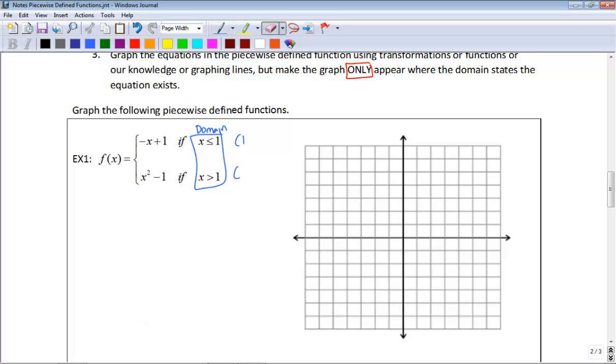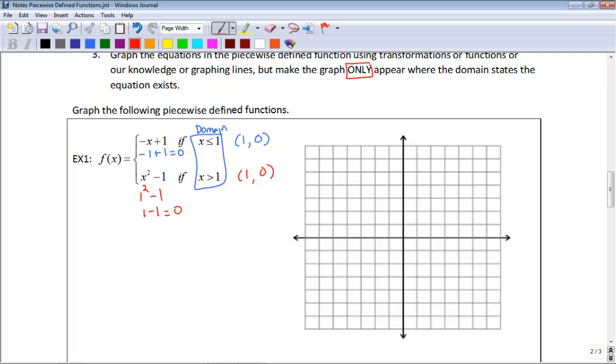So I'm going to go ahead and plug in 1. If I plug in 1 to this top equation, it would be negative 1 plus 1. Well, negative 1 plus 1 is 0. So in this top equation, when x is equal to 1, y is equal to 0. Well, let's take a look at what happens in the bottom equation. Again, we're going to plug in a 1 down here. Well, 1 squared minus 1 is 1 minus 1, which is 0. So in the bottom equation, when x is 1, your y value is 0.